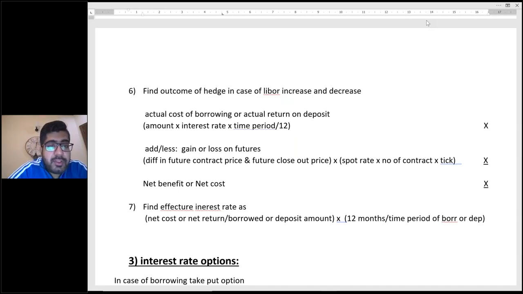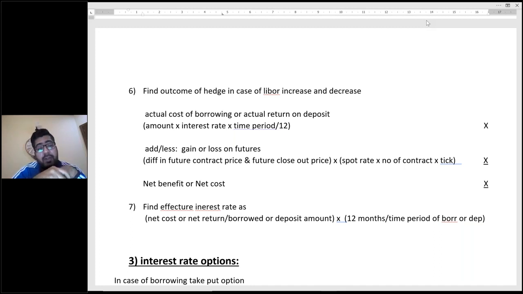Then in step 6, you need to find the outcome of hedge in case of LIBOR increase and decrease. You are likely to get two cases, one of increased interest rates, one of decreased interest rate. So you need to find the outcome of hedge in both cases. It's again actual cost of borrowing or actual return on deposit, like the same you did in FRA. Amount into interest rate into time period over 12. It's exactly the same like FRA. Actual cost of borrowing if it's a borrowing case, or actual return on deposit if it's a deposit case. Amount into rate of interest into time period over 12.